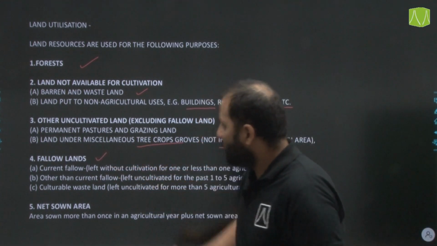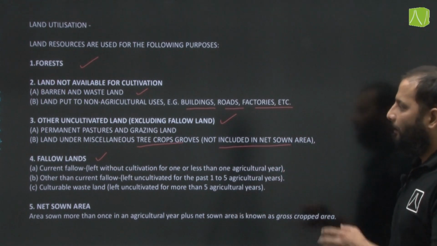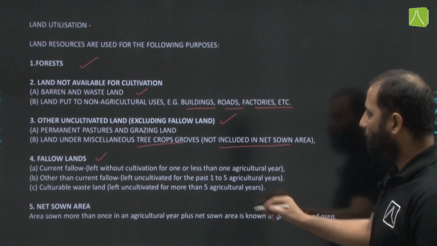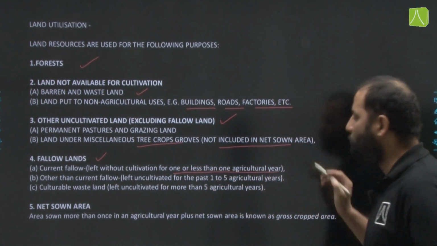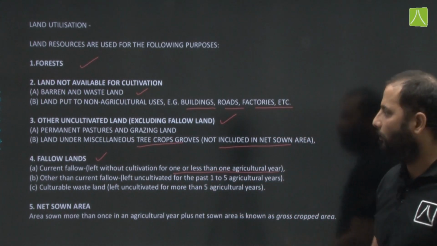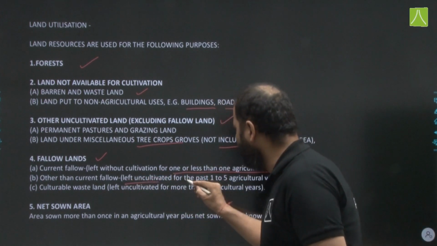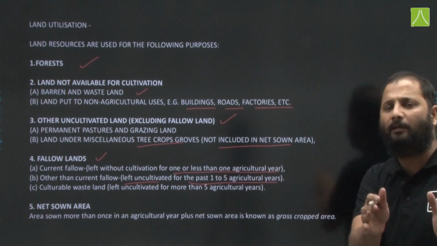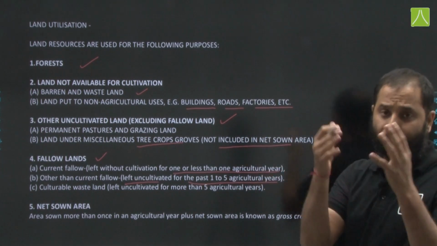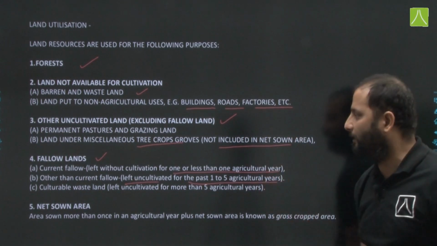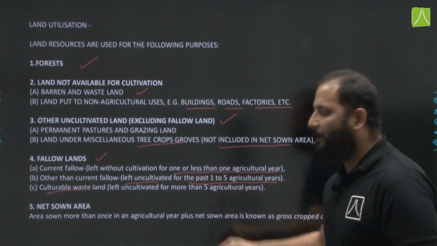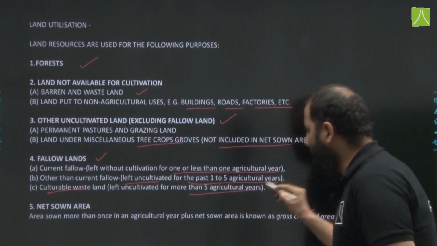Fallow lands, which have been left uncultivated. In that aspect we have current fallow, which is left without cultivation for one or less than one agriculture year. Then other than current fallow, which we have left uncultivated for the past 1 to 5 agriculture years. Now, we are not cultivating on that, we have left it for the soil to regain its natural fertility. Then cultivable wasteland left uncultivated for more than 5 agriculture years.